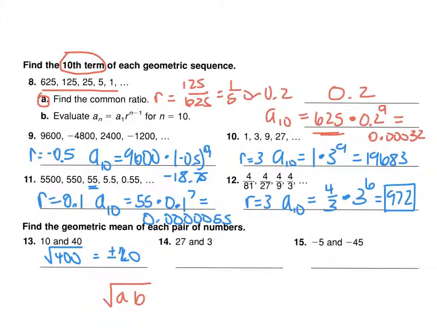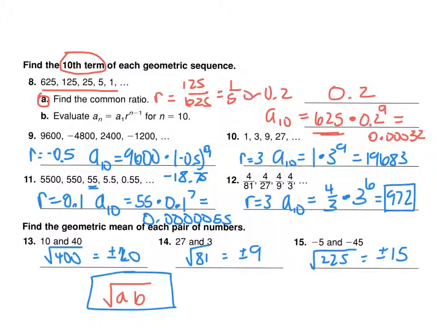And 3 times 27 is 81, and the square root of 81 is 9. And we're going to include both of the square roots. And 5 times 45 is 225. Negative 5 times negative 45 is 225. The square root of 225 is 15, and we're going to put both square roots. So geometric mean is pretty easy. You're just doing both square roots of whatever the product is of your two values.